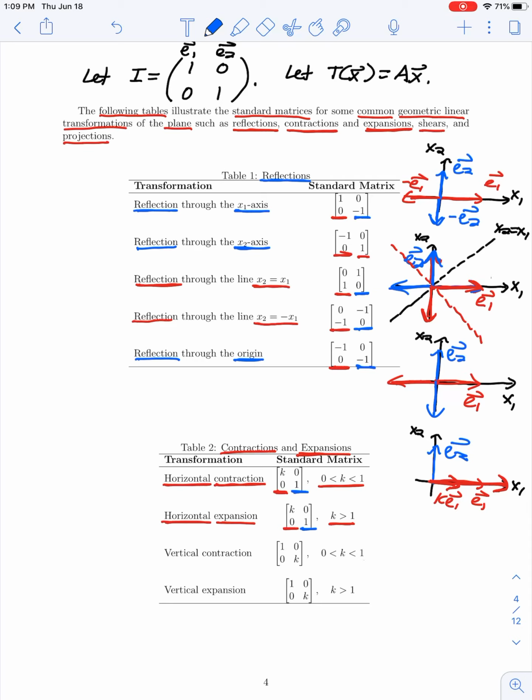Now, in a similar way, we could define a vertical contraction or expansion by leaving our first vector, E1, alone, that is mapping (1, 0) to itself, and then taking the E2 vector, (0, 1), and mapping it to (0, k), where k is either a constant between 0 and 1, in which case we are shortening the length of E2 and we have a contraction, or we are making E2 a longer vector, in which case we have an expansion.